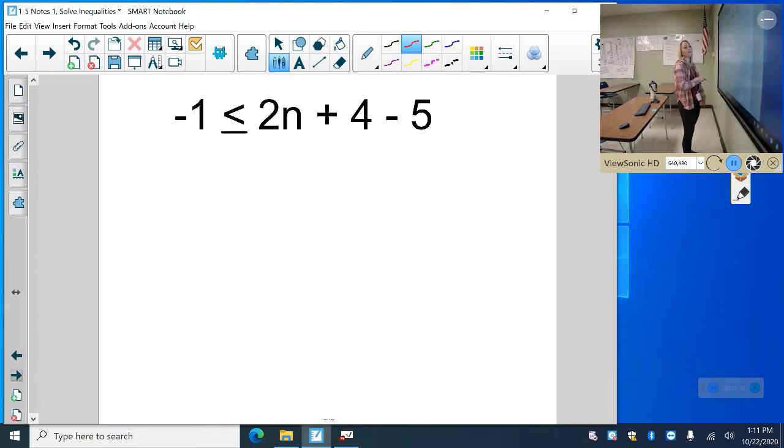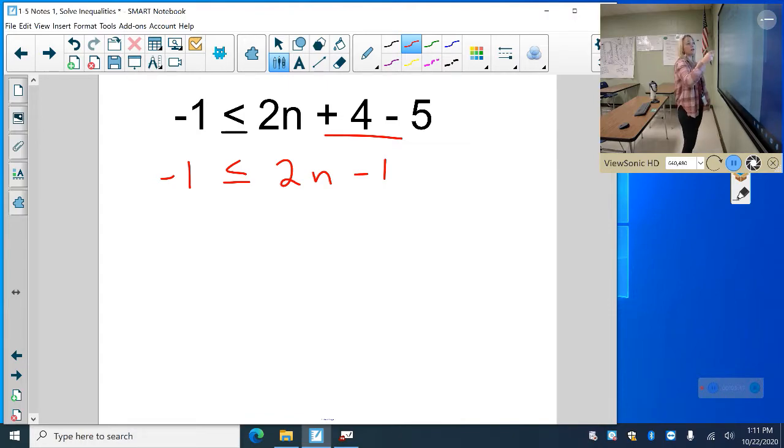All right, let's solve another one. Exactly like we would an equation, we're going to go ahead and combine like terms. So this side is fine. So I have negative 1 is less than or equal to 2n, and then these two combine. 4 minus 5 is negative 1.